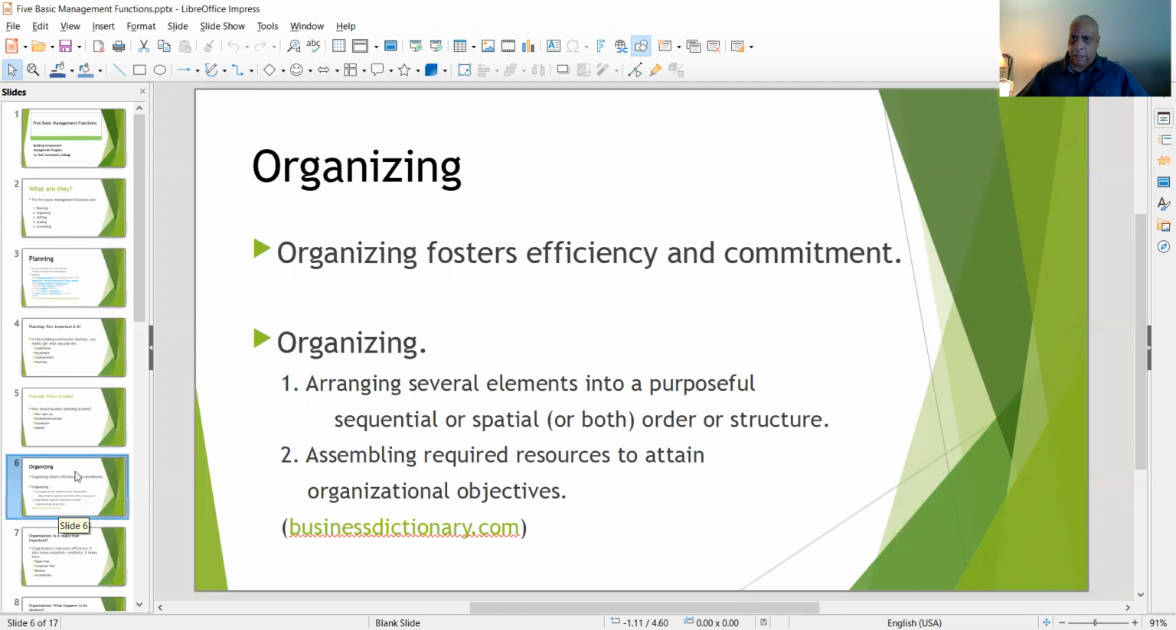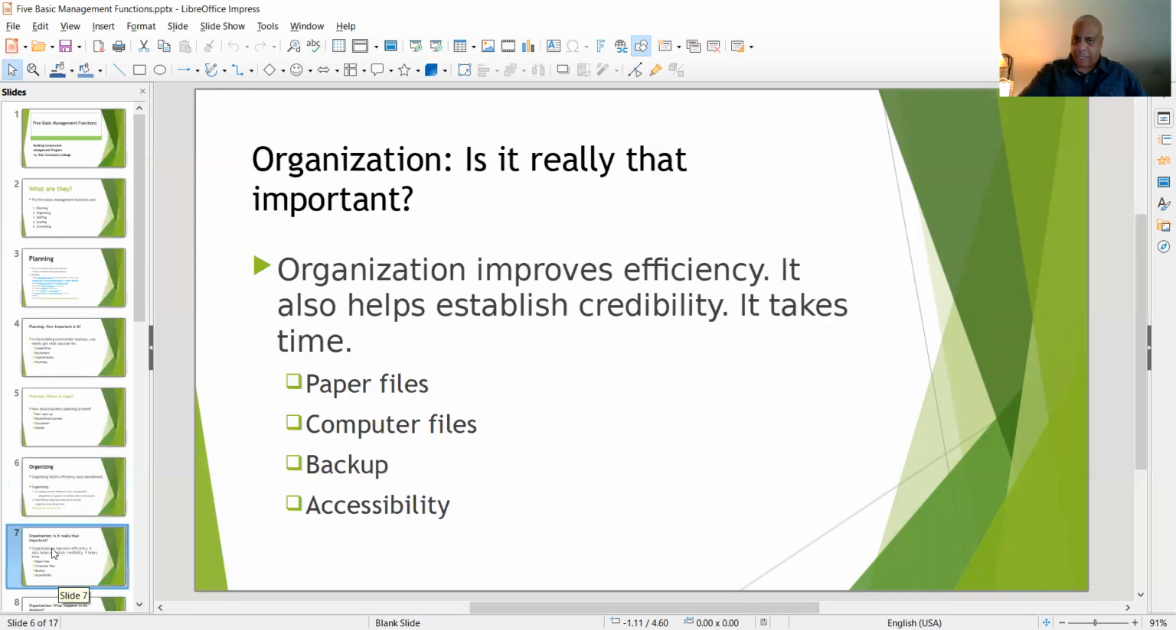Now, when it comes to planning, that's one facet, but you have to organize it. And organization can be very difficult because it involves discipline, commitment, efficiency. And when you organize something, you basically take several elements and you put them into, I call it, a purposeful or sequential order of structure. And basically you do that when it comes to the assembly of organizational objectives.